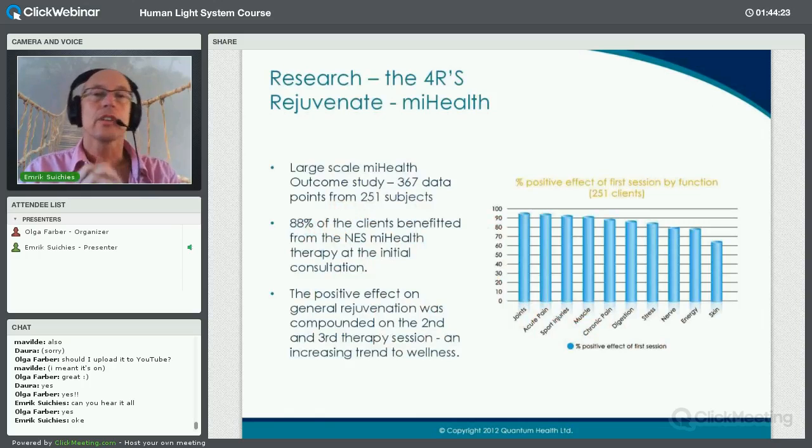We did, of course, a very big study to see how it worked. And the outcome of the study was that after a first treatment, 88% of all the clients we saw, and there were about, I think, 100 therapists and MDs working with the device, had sufficient benefit after the first Mihealth treatment. And it didn't matter if they were using it off body or on body. So that's a very high percentage.